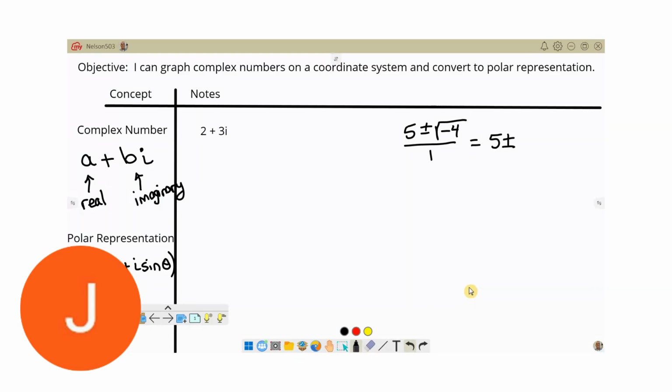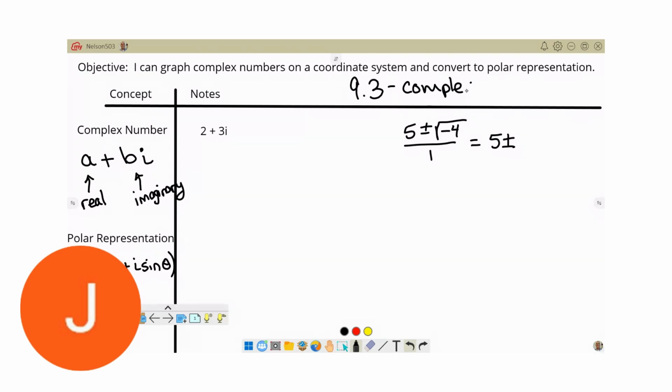Hey, would you take a moment and set up some notes for me? We're going to be talking about 9.3. We're going to skip 9.2 for today, and we'll come back to it. Okay, so we're going to talk about 9.3, which is all about complex numbers.